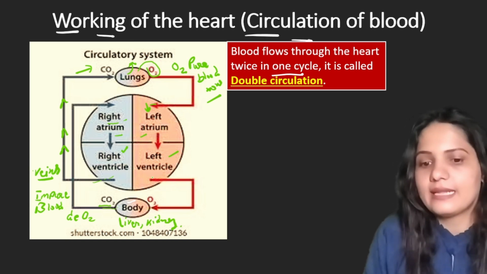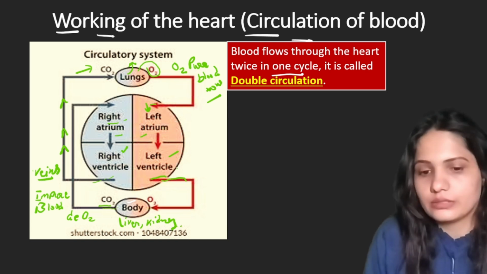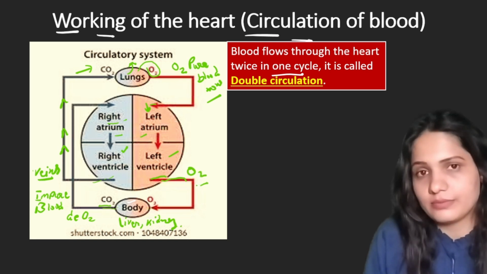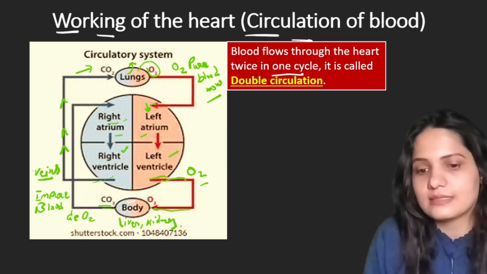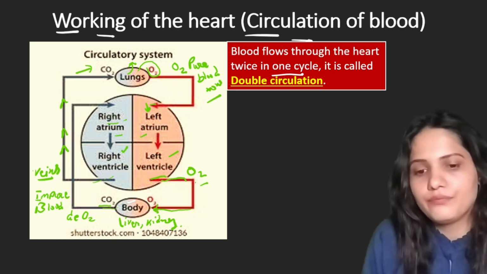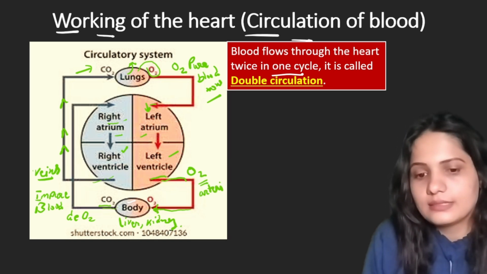Okay, and then from the left ventricle it is again sent to the body organs, as oxygenated blood having a high level of oxygen. Then this blood goes into the body through the blood vessels. Which type of blood vessels carry this oxygen-containing blood? Arteries. Arteries carry oxygenated blood or pure blood.